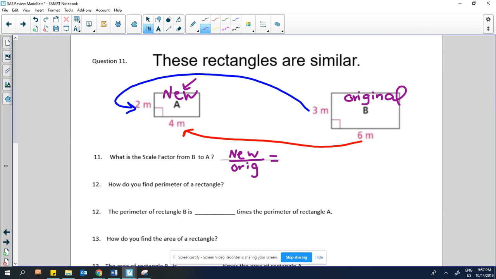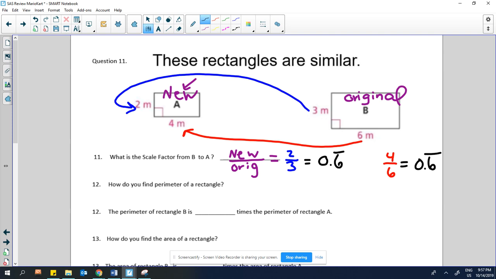All right, so you should either have, if we do the blue one, 2/3, which is 2 divided by 3, which is 0.6 repeating. Or you could also get 4/6, which is the red one. And you would notice that 4 divided by 6 is also 0.6 repeating. So that's why I said it didn't matter which pair of corresponding sides you used.